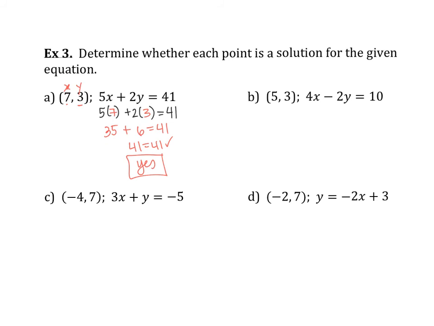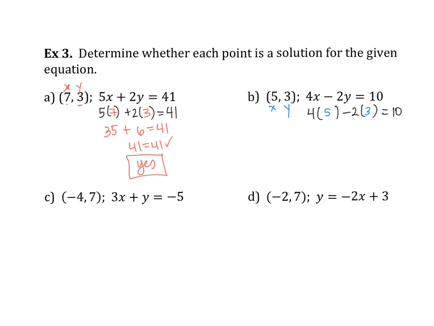Okay, I'm going to try the same thing on B. They give me an equation that has x and y in it, and they give me an ordered pair, which tells me the x is going to be 5 and the y is going to be 3, and I'm going to just plug it in. 4 times x, which one was x? 5. Minus 2 times y. Now what's y? y is 3. And I want to see if this equals 10.